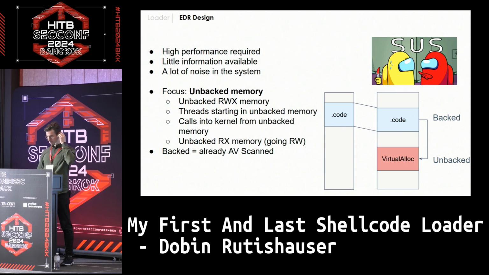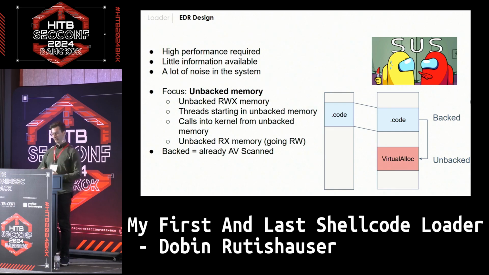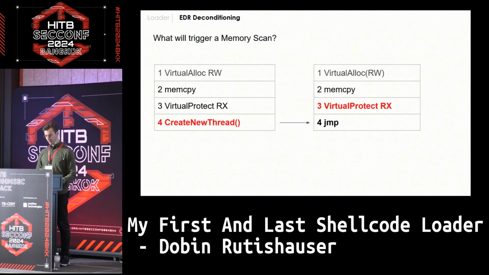What is dangerous is unbacked memory. So shellcode is usually in unbacked memory. Like here on the right, this is dangerous stuff, there the evil stuff is coming from. So it's usually suspicious. If it's from a backed memory region, it's from the file, and then it's already scanned by the antivirus, so it's not so suspicious.